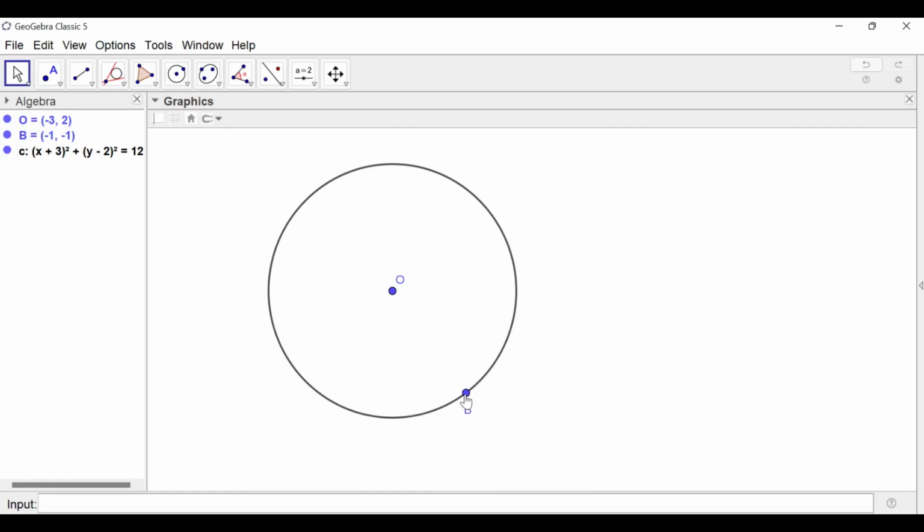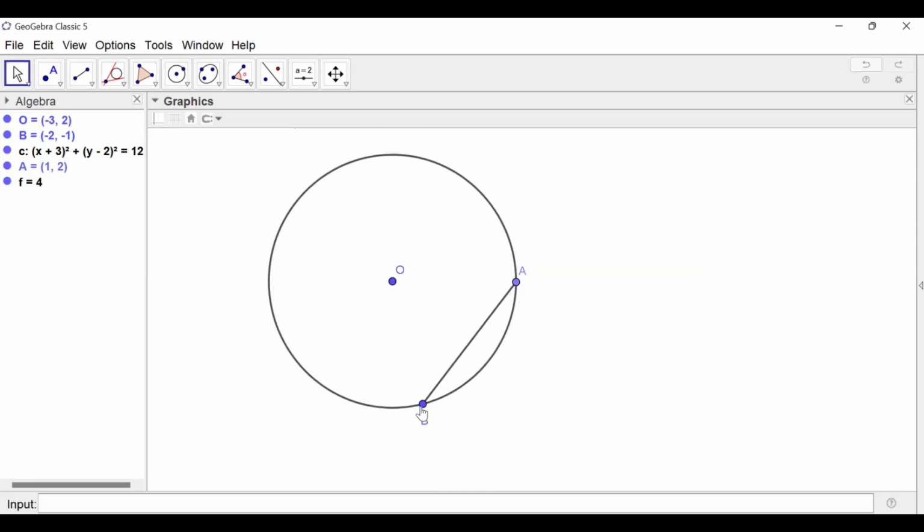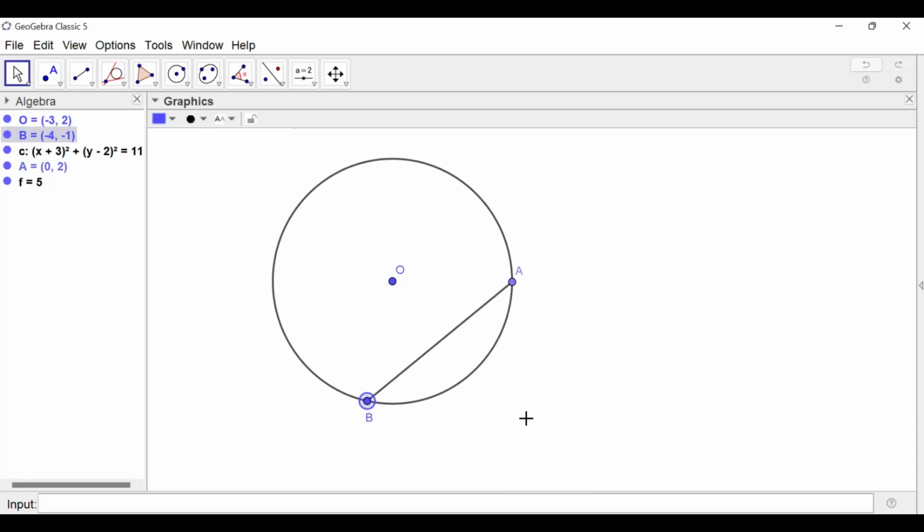Now, let's try to draw a chord. And a chord is a line that connects 2 points on the circumference of a circle but does not pass through the center. That's a chord. So we need a second point on the circumference of the circle, let's say that's point A. And now let's join A and B together. Okay, so that is done. That's beautiful.